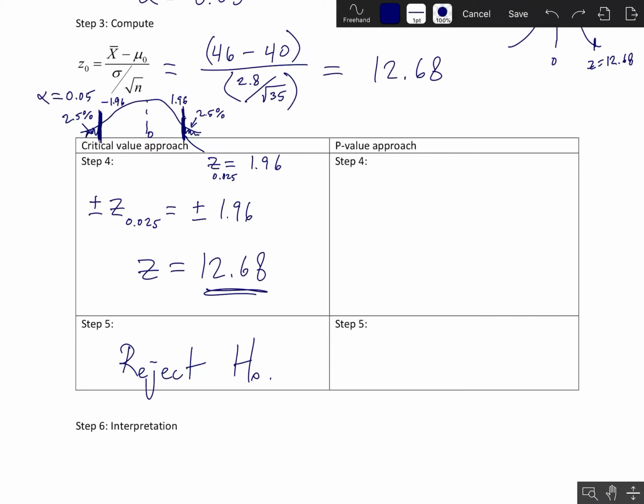We can do something similar with the p-value. Remember that with the p-value approach, what we're trying to do, let me maybe draw the picture.